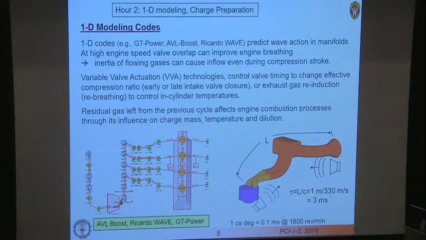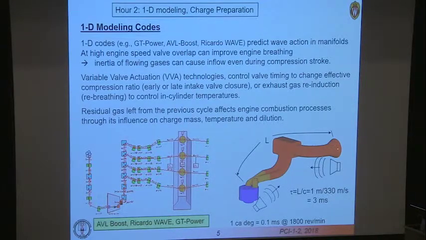Well, this signal travels at the speed of sound, which I'm estimating here is 330 meters per second. Let's say the length of the duct is 1 meter. That's a fairly long duct. It takes 3 milliseconds for that signal to travel all the way back here to say, I just moved my piston. By the way, 1 crank angle degree at 1800 RPM is 0.1 milliseconds. So this is 30 crank angle degrees that it takes. That's why at high speed we wanted those short manifolds with the Mercedes system, right? You want to be able to respond.